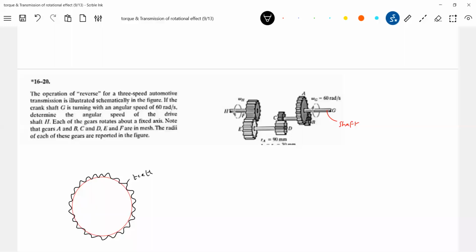Don't bother about anything else, just come to this one. The gears. What do you mean by gear? This is called a gear. It will have a radius R. This will be called a gear.